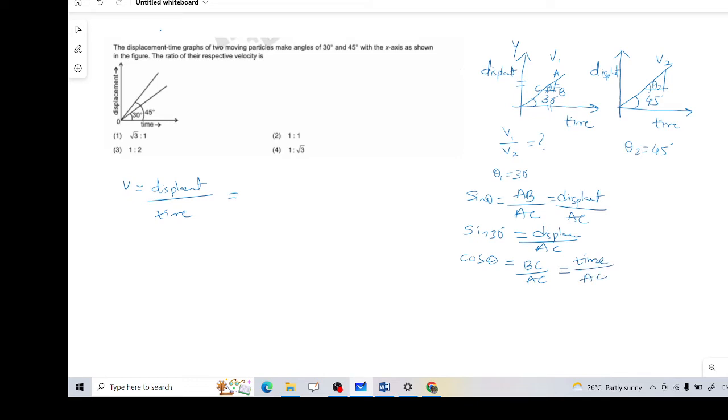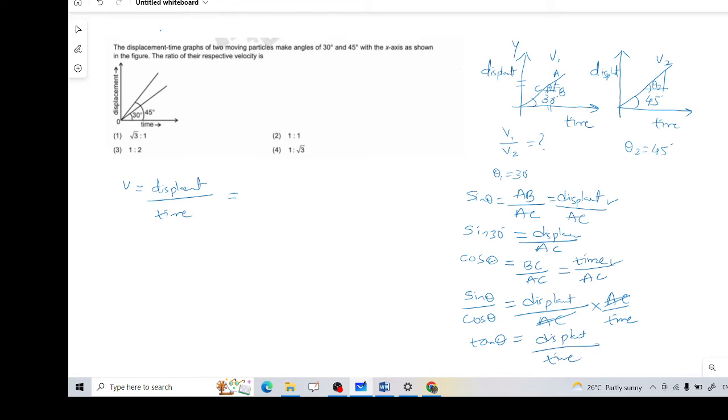See, we know velocity is displacement over time. From this graph, we have drawn a slope here. With the help of the slope, we have got the value of displacement and the value of time. Now, what I can take, yes, exactly what you said is correct, is the ratio of sine theta divided by cos theta. Once I take sine theta divided by cos theta, this is displacement divided by AC, and here this AC goes, AC divided by time. So this AC cancels, and sine theta divided by cos theta is tan theta, which is displacement divided by time taken.